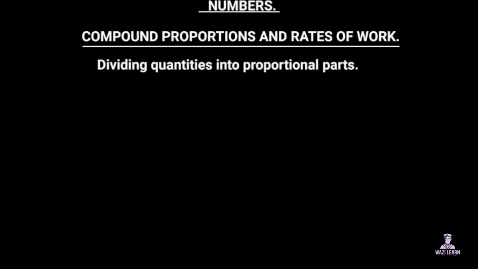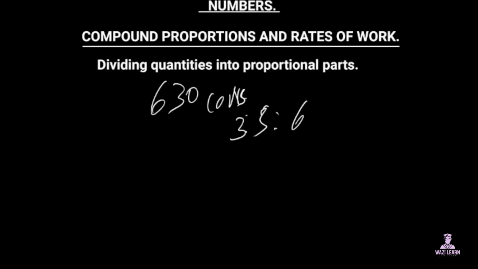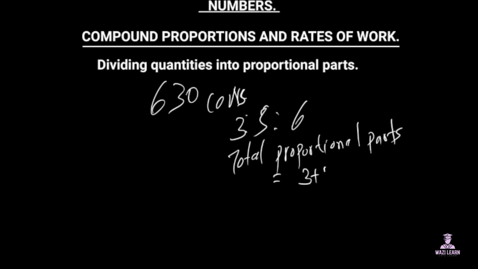Let's take another example. Let's say you have 630 cows and you want to divide them among your sons in the ratio of 3 to 5 to 6. So the total proportional parts will be given by 3 plus 5 plus 6, which is 14. And then you take the individual ratio, divide by the total proportion, and then multiply by the quantity, which is 630. Let's do that.